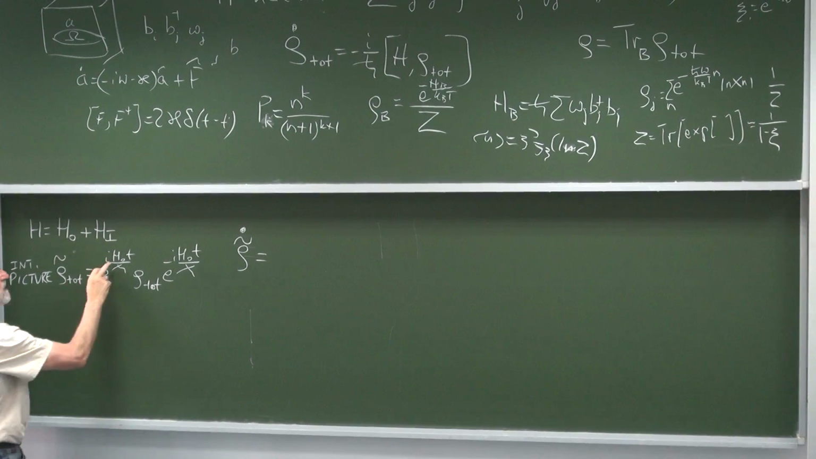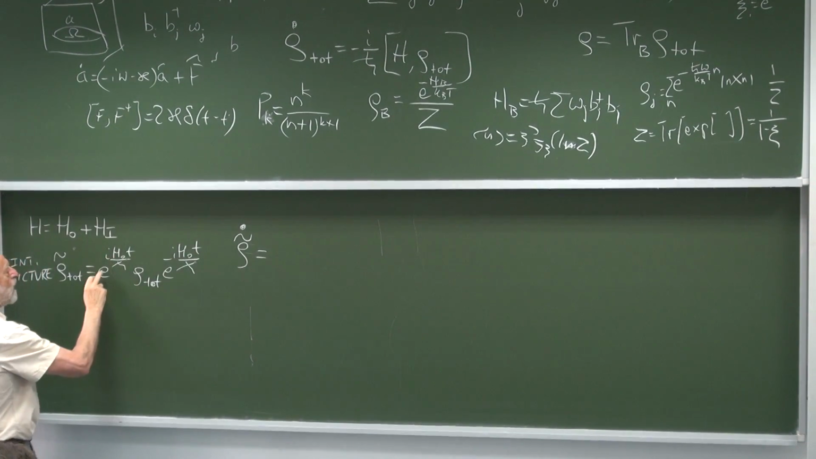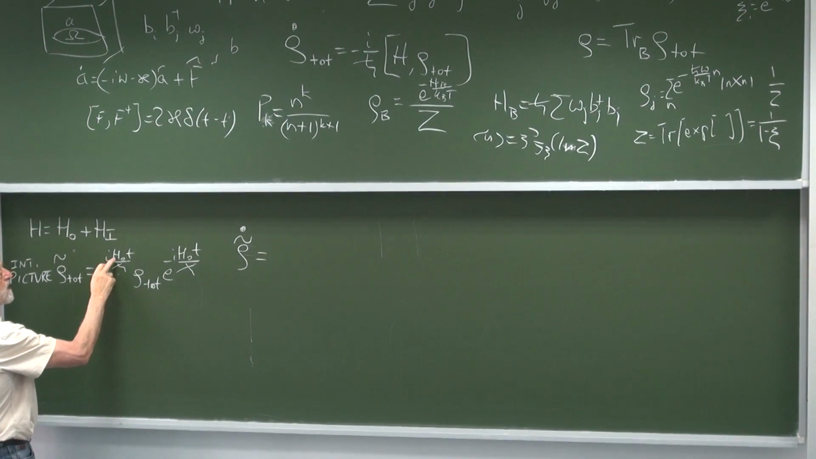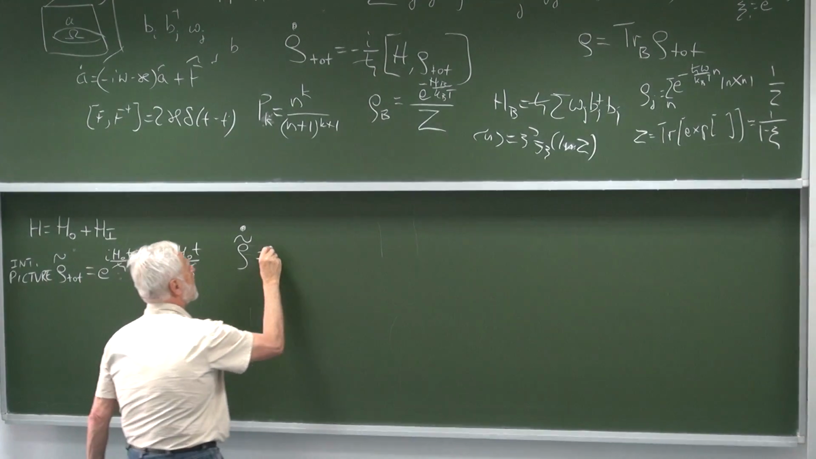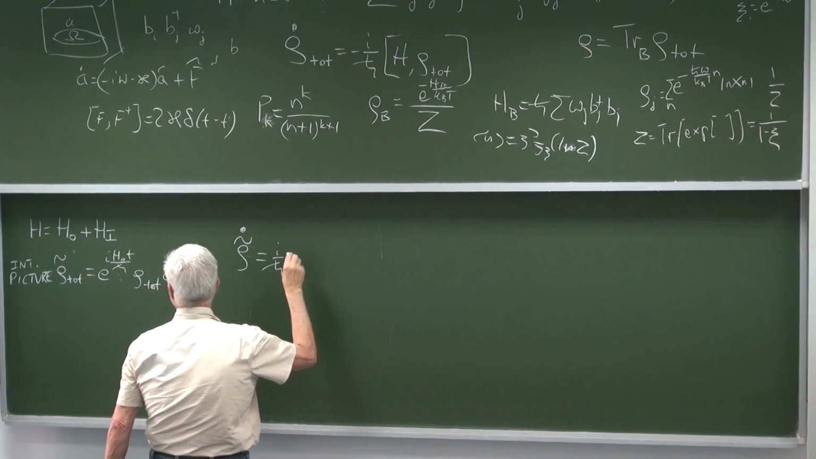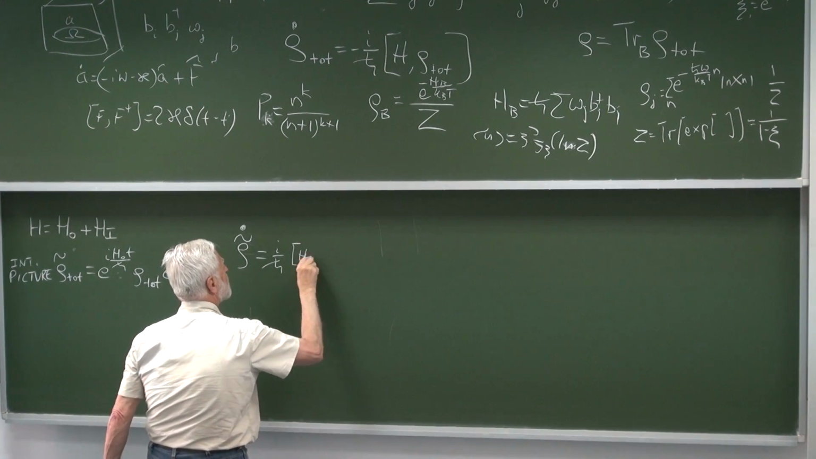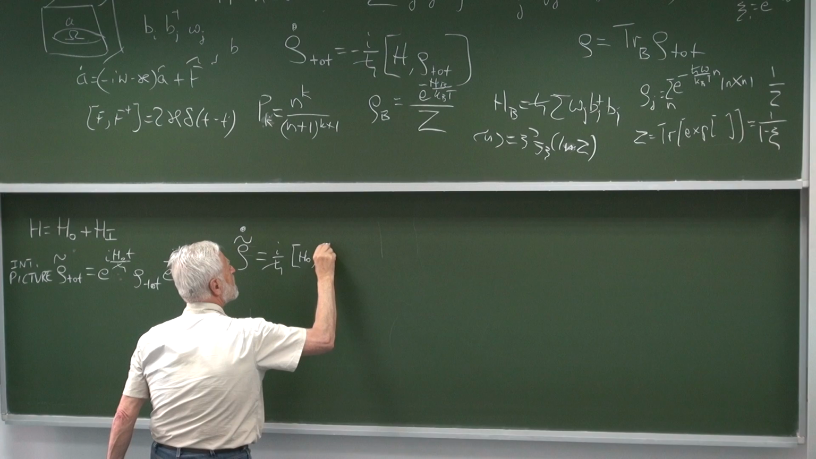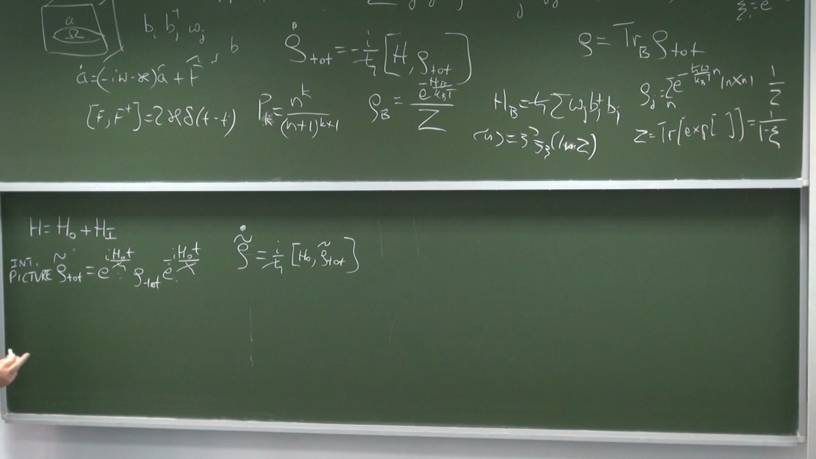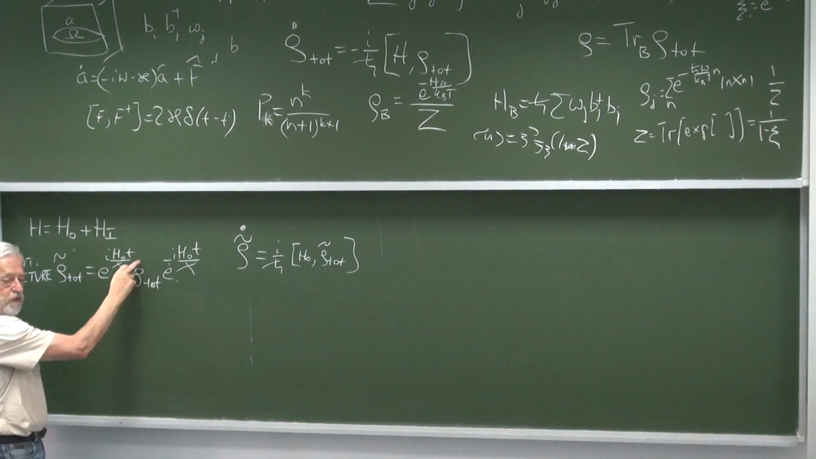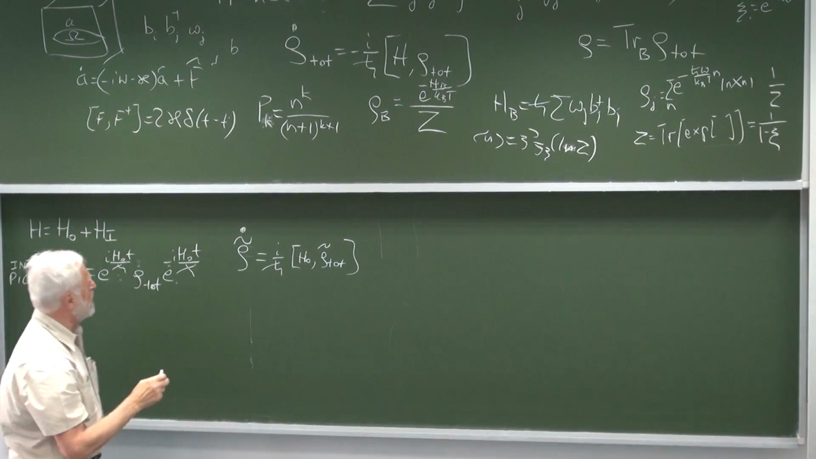I have to differentiate everywhere over t. So when I differentiate here and here, I pull out i over h bar times H0 either on this side or on this side with minus sign. So in other words, I get i over h bar times the commutator of H0 with rho tilde total. Right? So this is the first term, but the second term is, of course, I have to differentiate also this fellow and use the other equation.